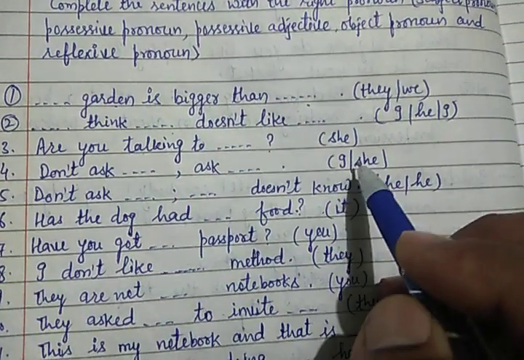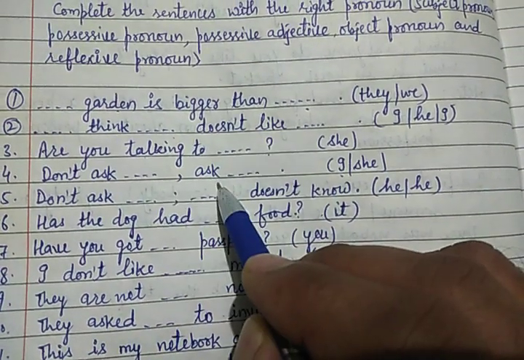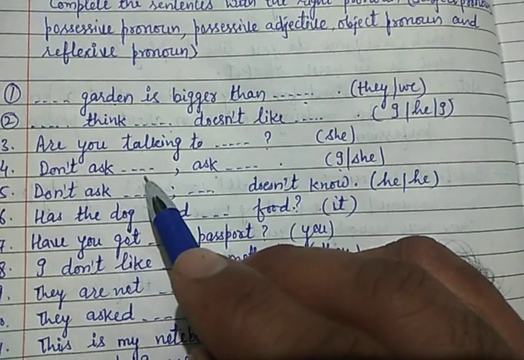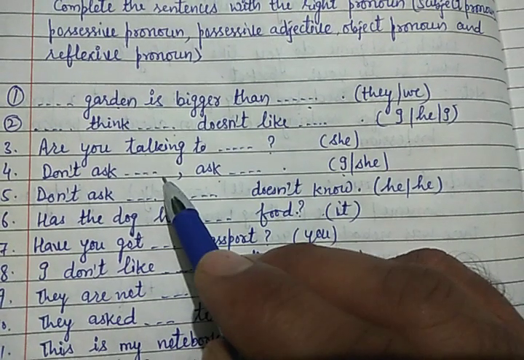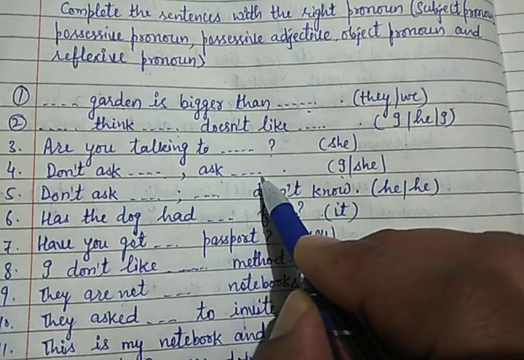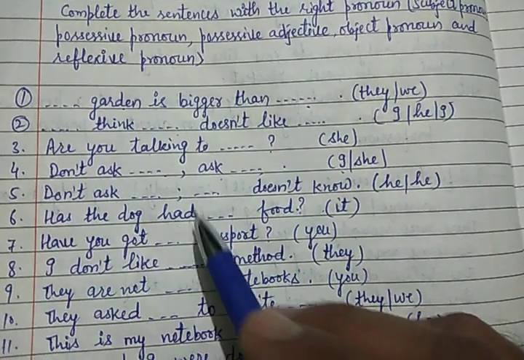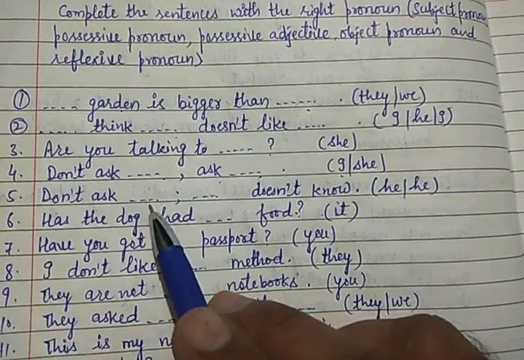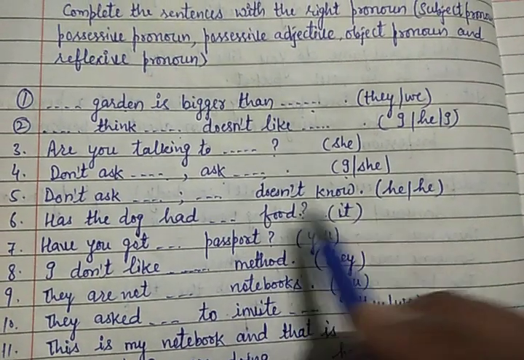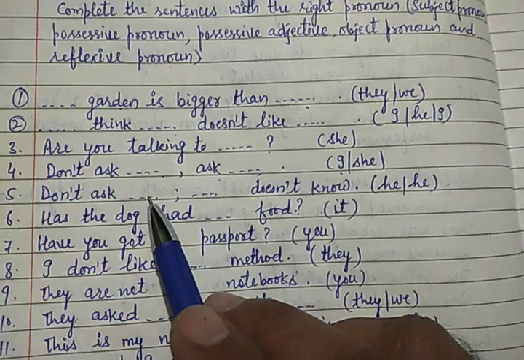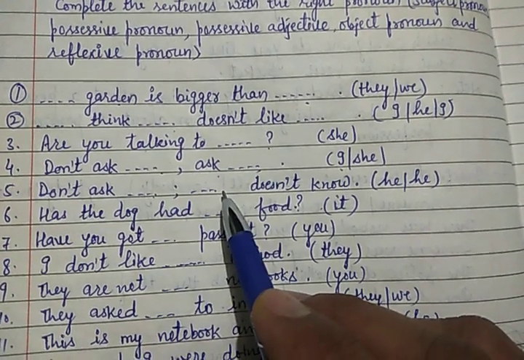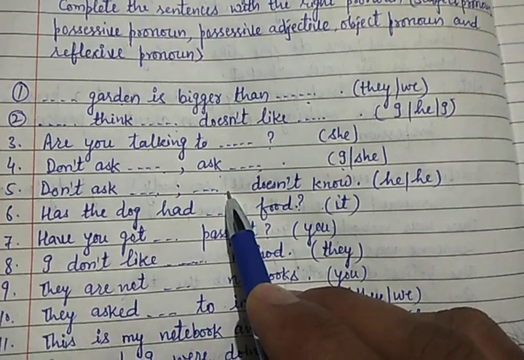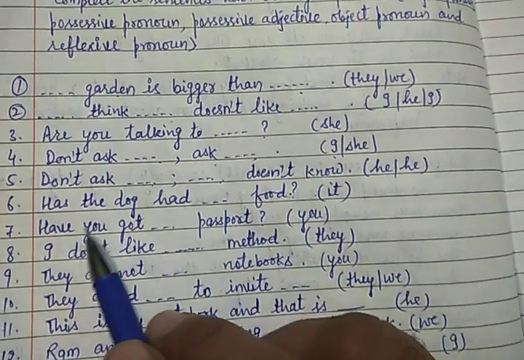"Don't ask me, ask her." In both cases we need the objective case, so me has been used here and her here. "Don't ask him, he doesn't know." Here we need the objective case, and in the next part of the sentence we need the nominative case, so we'll use him here and he here.